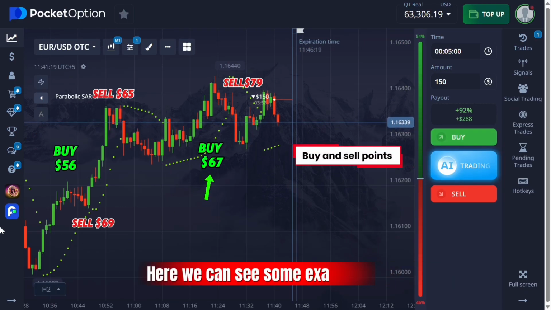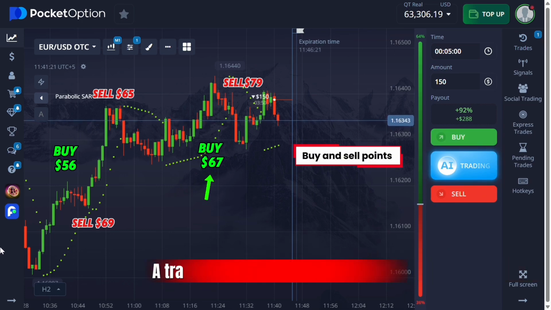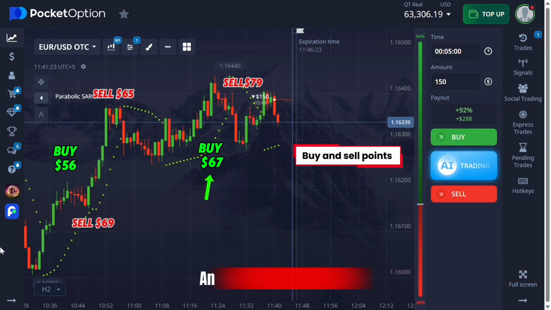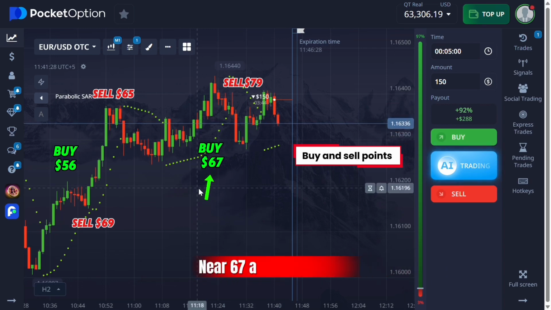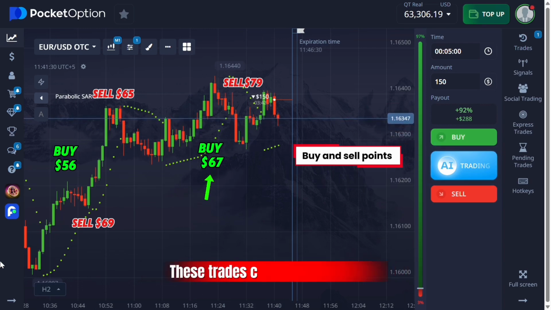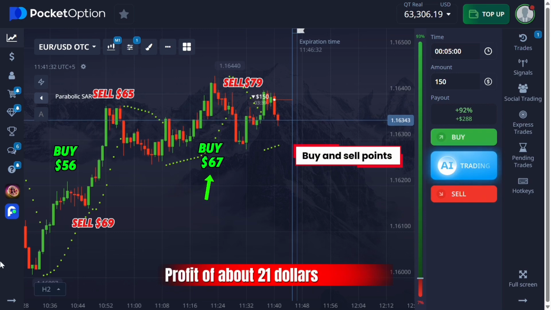Here we can see some example trending opportunities. A trader could buy around $56 and sell near $65. Later, another opportunity appeared to buy near $67 and sell near $79. These trades could result in a total profit of about $21 per share.